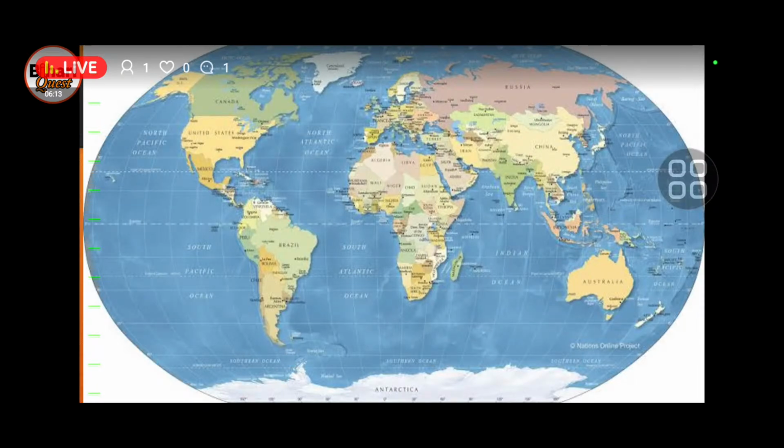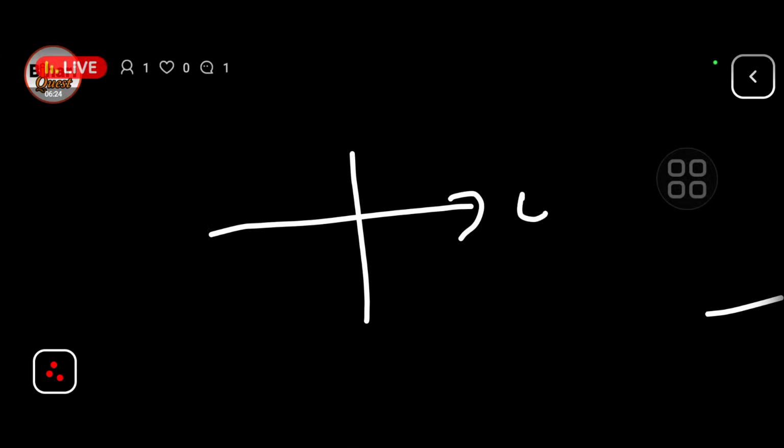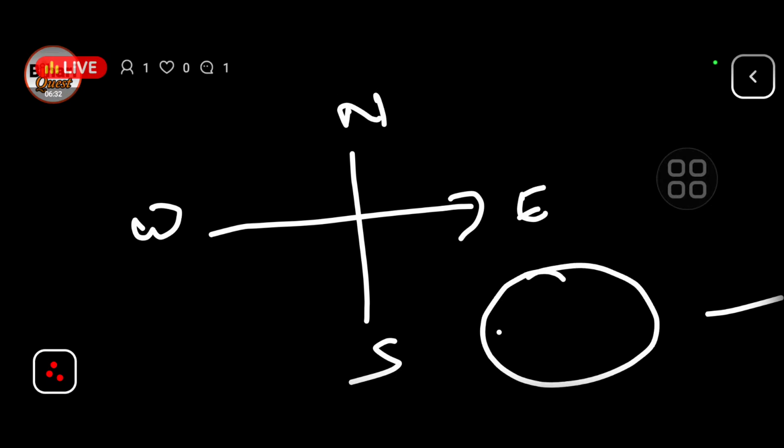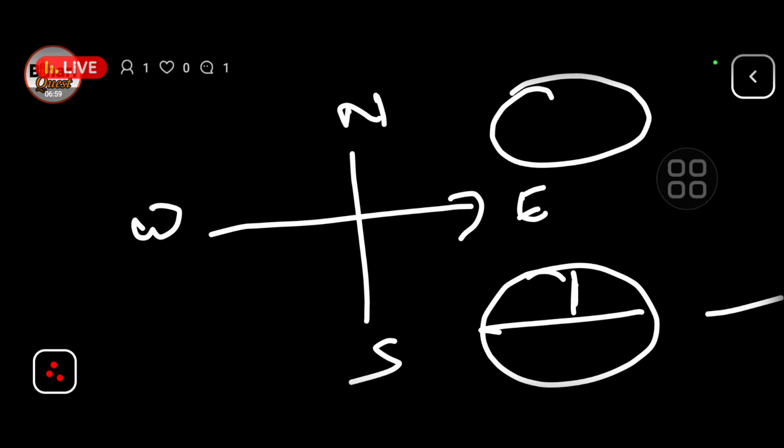Himachal Pradesh is located in the northern hemisphere. You can see here east, west, north and south. This is the equator. Our Himachal is located in the northern hemisphere. If we see on the basis of latitude, then we say these words for Himachal Pradesh. Next, if we see on the basis of longitude, Himachal Pradesh lies in the eastern hemisphere. It is important for us.